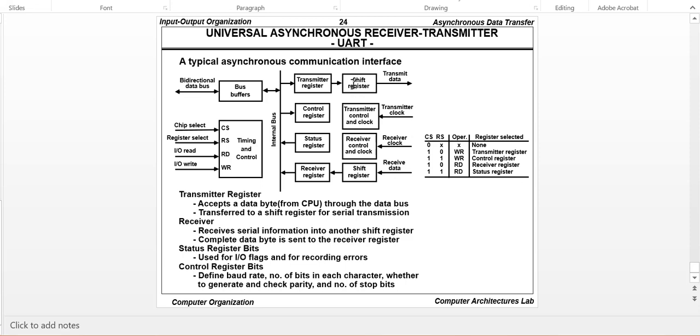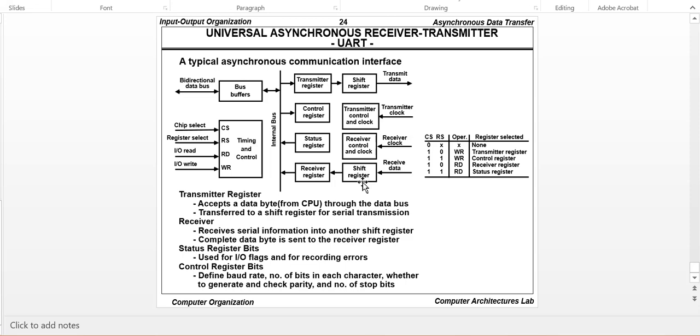In a serial transmission, only one bit can travel at a time, so the data can be transferred only bit by bit. That is why we have a shift register here. From the transmitter register, the data gets transferred to the shift register, and from the shift register bit by bit, it gets transferred to the IO device, the external device. So this is the transmitter register.